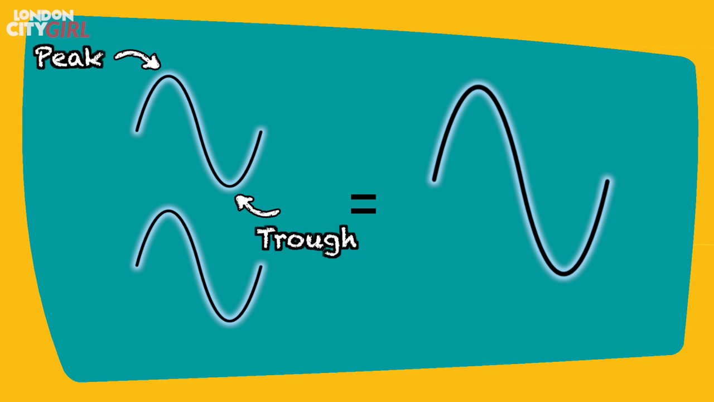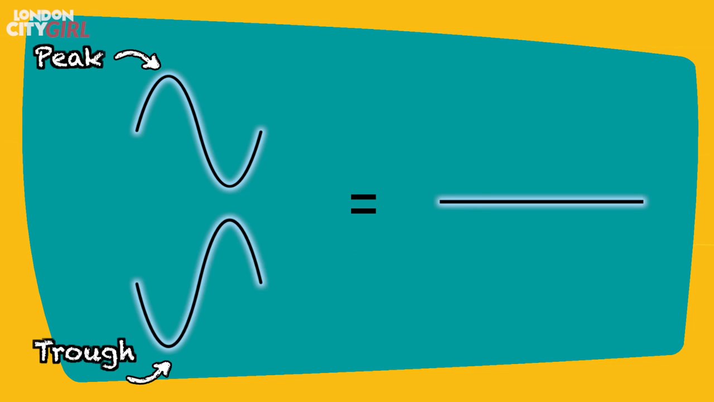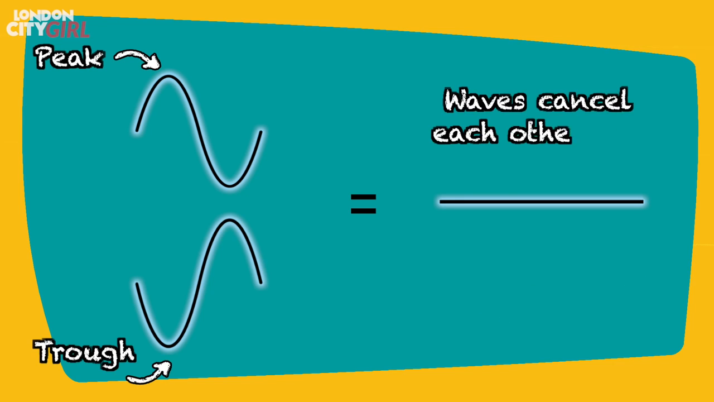Imagine we have two waves that interact. The peak of the waves will combine to form a higher peak, and the troughs will combine to create a deeper trough, and when a peak and trough meet, they will cancel each other out.